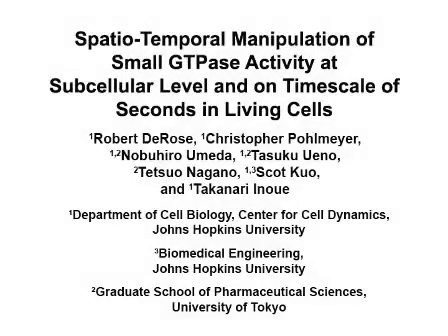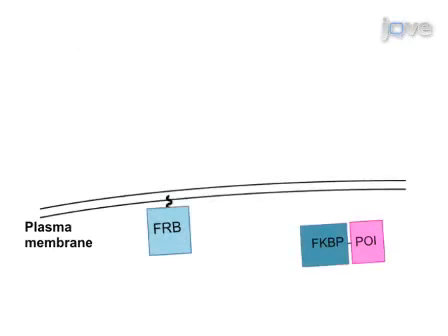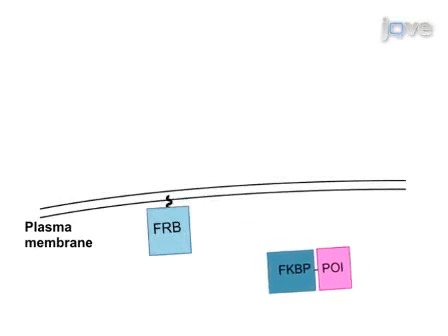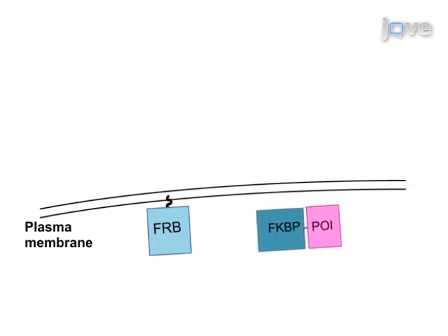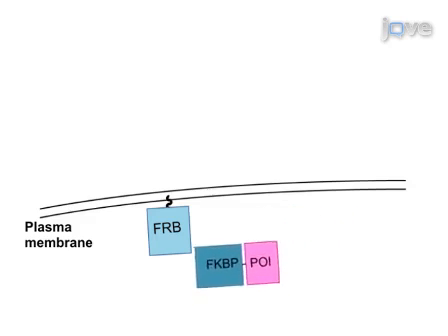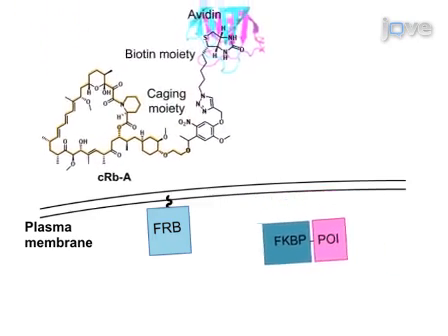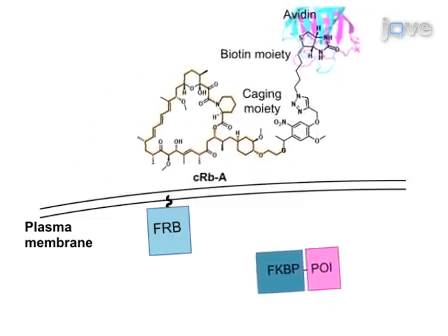This video demonstrates a method in which UV light is used to manipulate the activity of a protein at the plasma membrane. To do this, cells are co-transfected with membrane-anchored FRB protein and the FKBP-fused protein of interest. A photocaged rapamycin derivative is added to the medium.